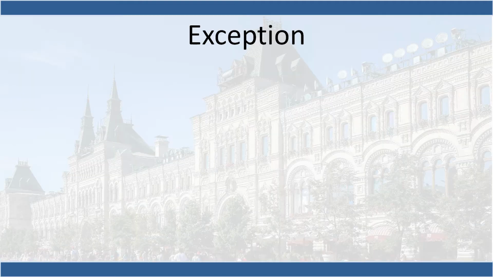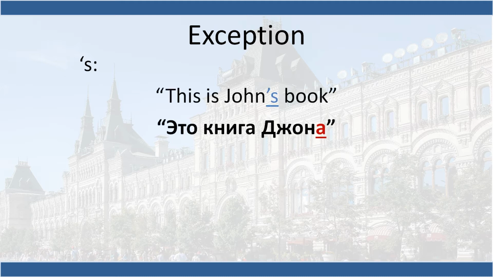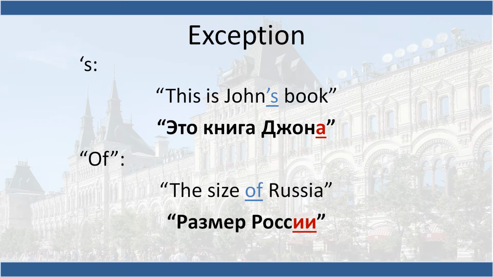The exception to using prepositions and verbs is the genitive case. Apostrophe S: this is John's book. Это книга Джона. So instead of using an apostrophe S, they change the ending. Of: the size of Russia. Размер России. And instead of using of, they change the ending as well.